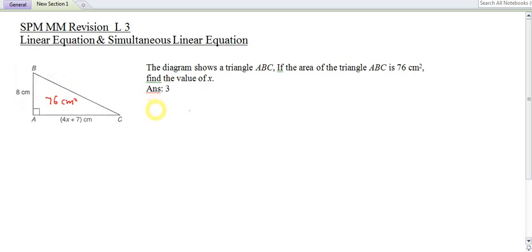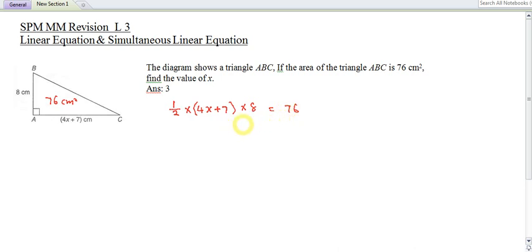So first you have to think, how do we get 76? 76 is the area of a triangle. So to find the area of a triangle, always remember 1 over 2 times the base, 4x plus 7. If you write like this, it's not correct. You have to put a bracket here. And times 8 will be equal to 76.